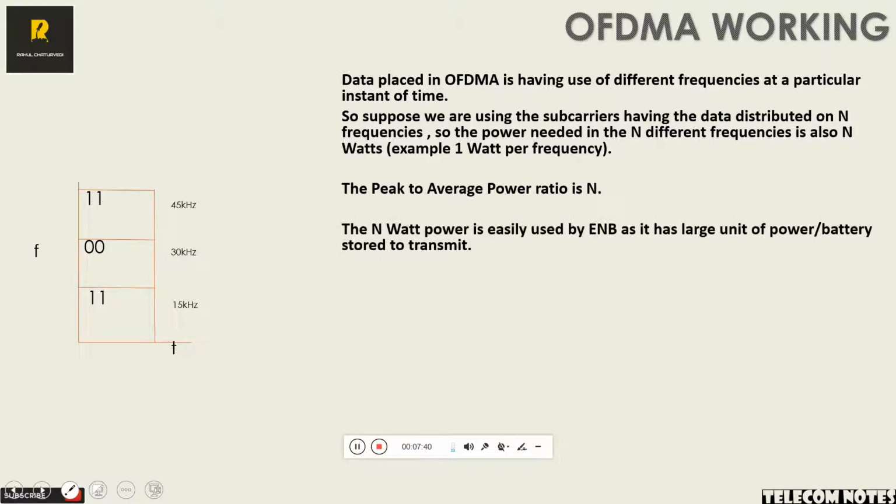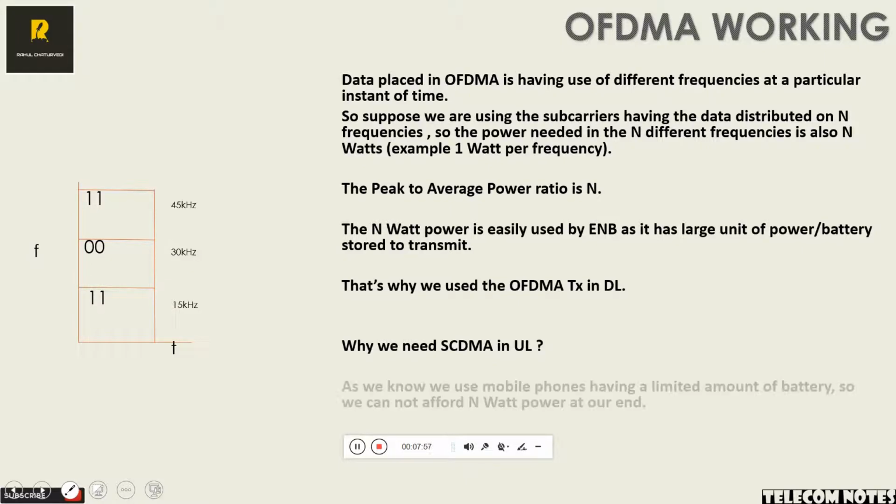The n watt power is easily supplied by the eNode B as it has a large power battery stored to transmit. That's why we use the OFDMA transmitter in the downlink from the eNode B side. Why do we need SC-FDMA in the uplink? As we know, mobile phones have a limited amount of battery, so we cannot afford n watt power at our end.